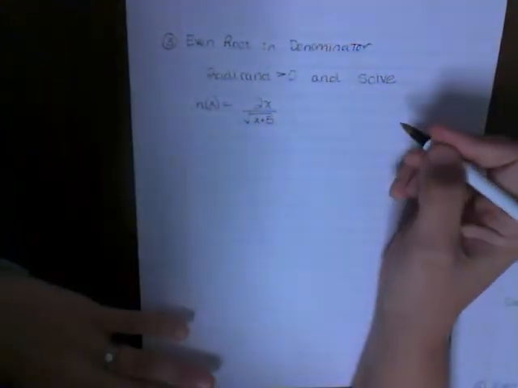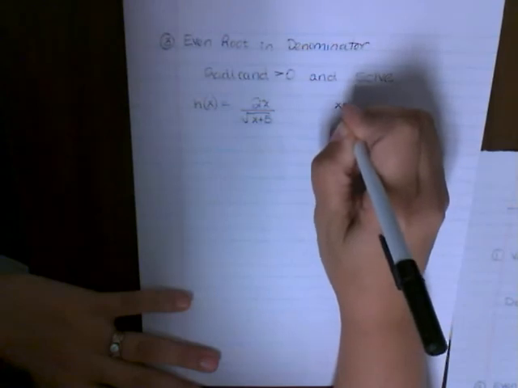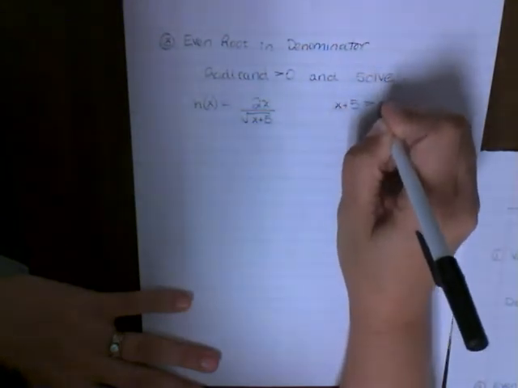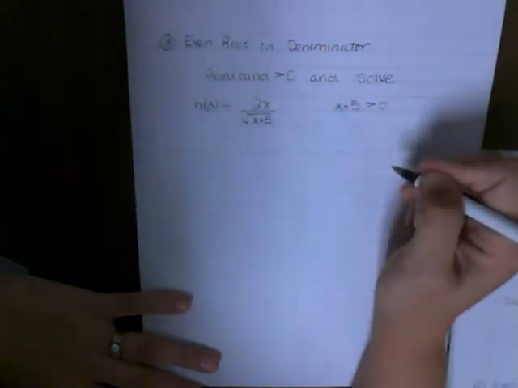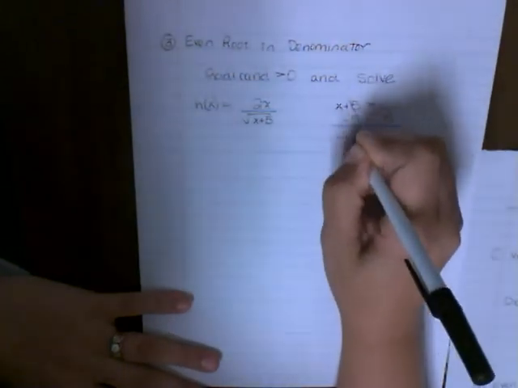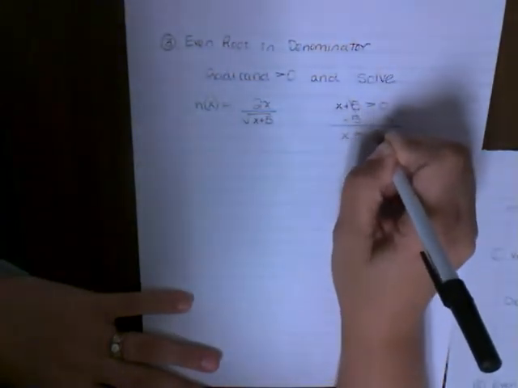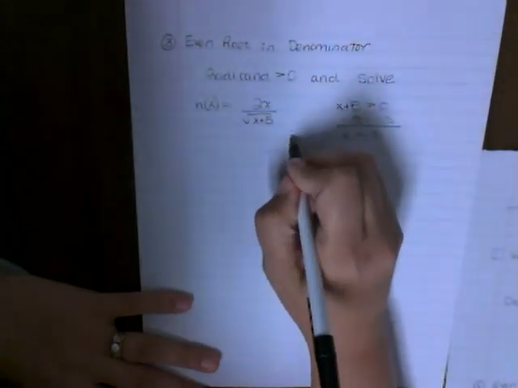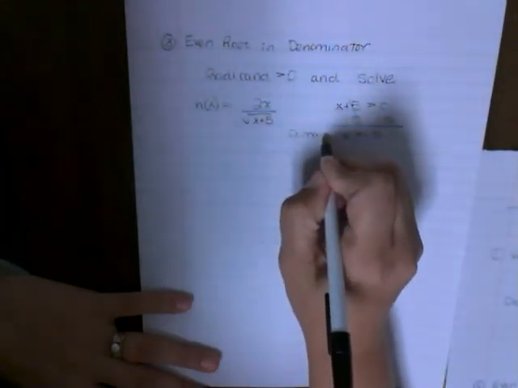And the way that we would write that in a math expression is take our radicand and say it must be strictly greater than 0. And then we need to solve. And to solve that one, all we have to do is subtract our 5 over. And we get x must be greater than -5. And that would be our inequality notation for the domain.